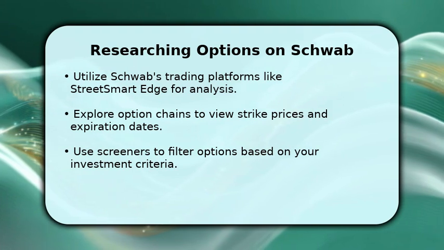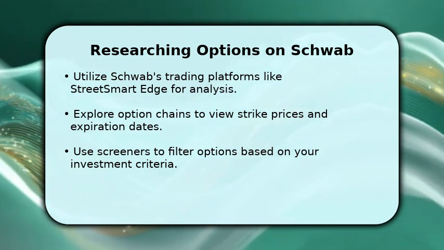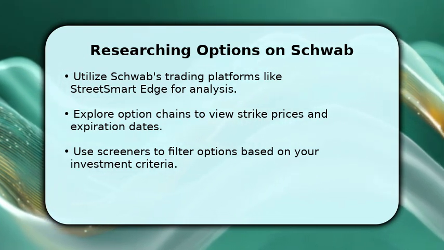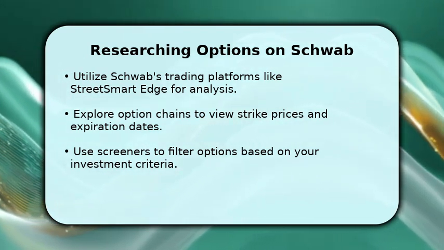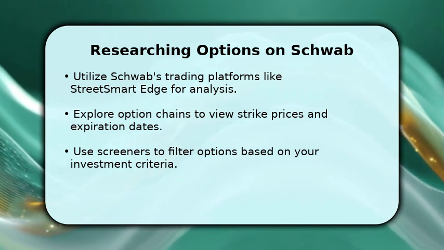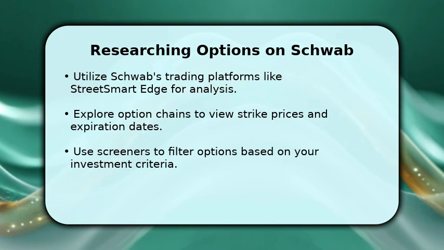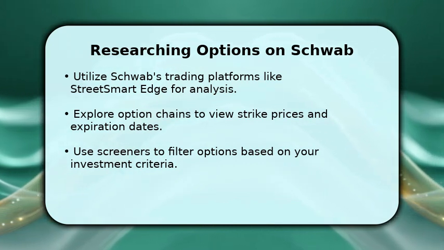Explore option chains to see various strike prices and expiration cycles, typically ranging from weekly to several months out. Use the built-in screeners to filter options based on criteria such as implied volatility, open interest, or specific price ranges, helping you narrow down your choices effectively.